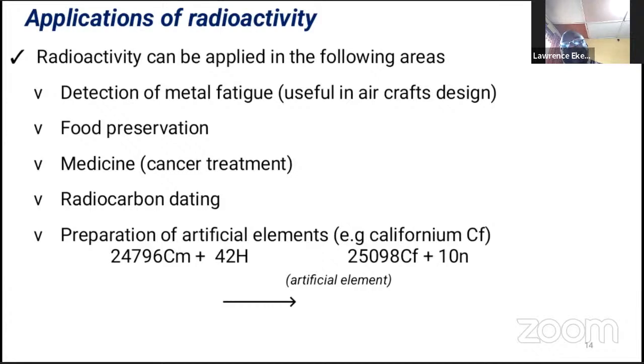It's normally used for the treatment of cancer in the medical field, where radioactivity is used to kill the cancer cells in the body. It's also used for radioactive carbon dating. If you want to find out the age of any material that has been dead for many years, you can use radiocarbon dating to find out the age of that animal or plant.